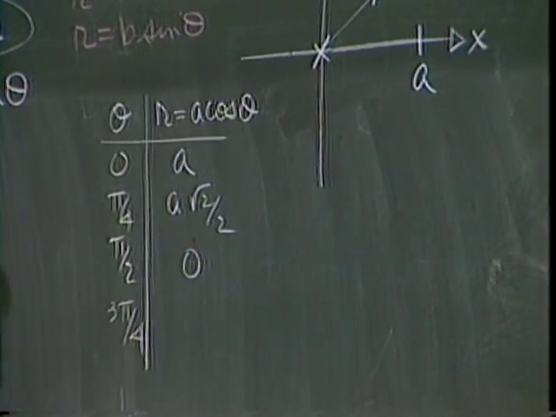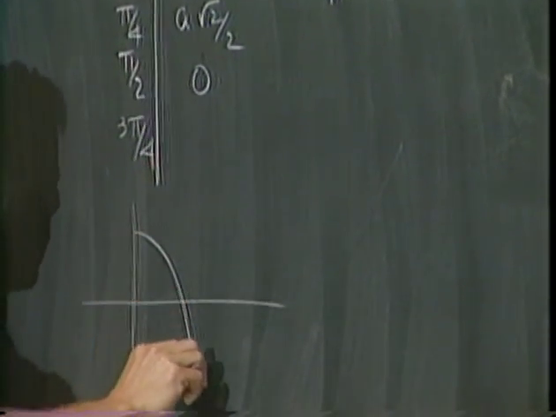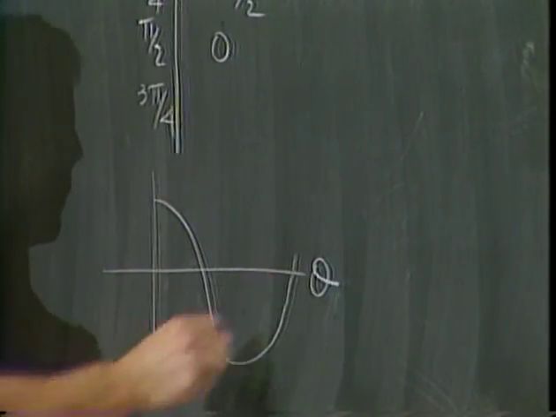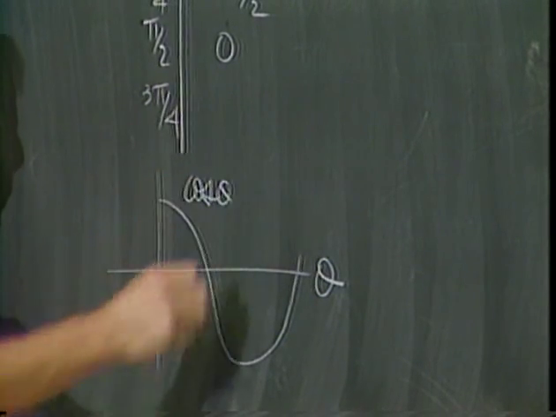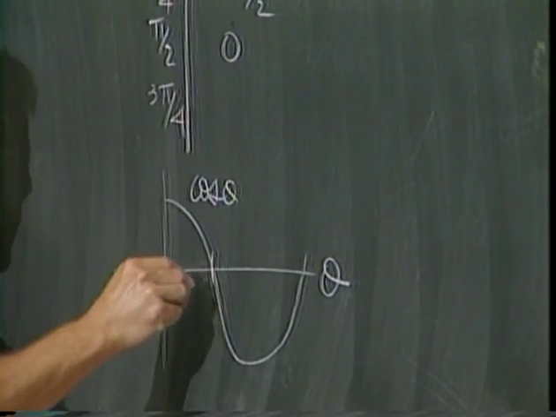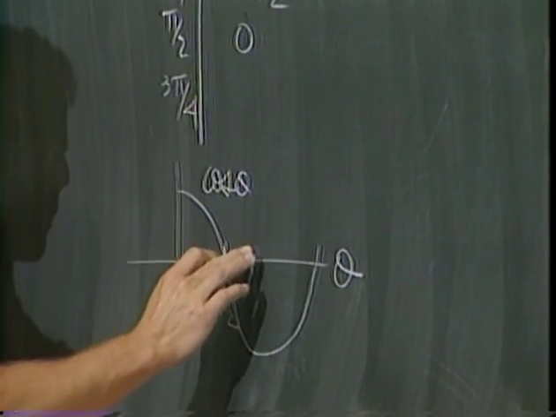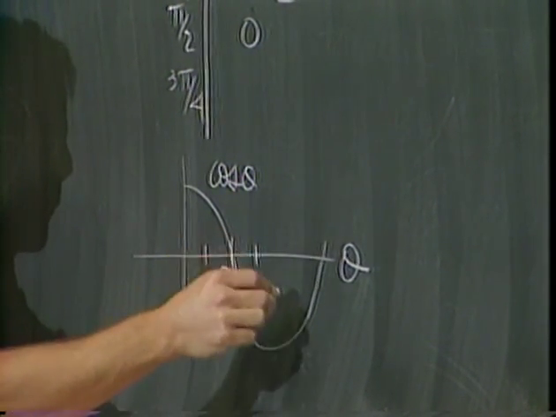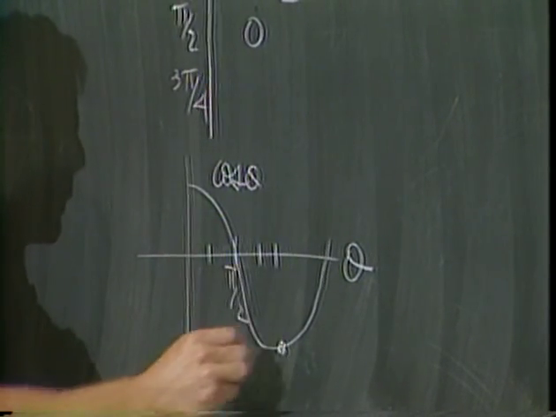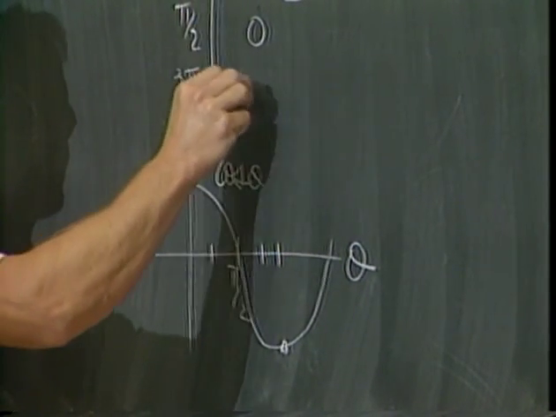Negative. Now I'm asking you, basically, do you really know what the cosine curve itself looks like? Here's theta and cosine theta. So here we are at pi over 2. Here's 3 pi over 4, the one we're looking for. Here's pi. It gets us down here to minus 1. Okay, so it's the negative of this.